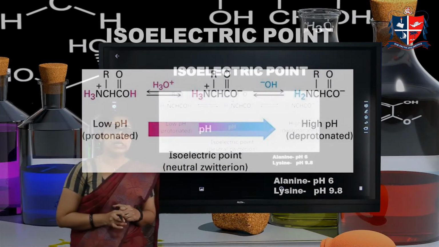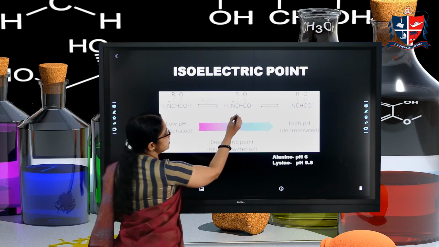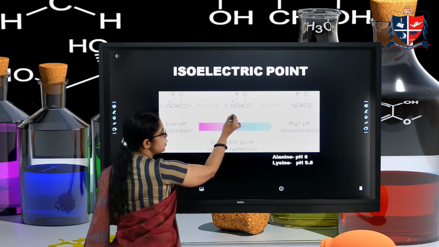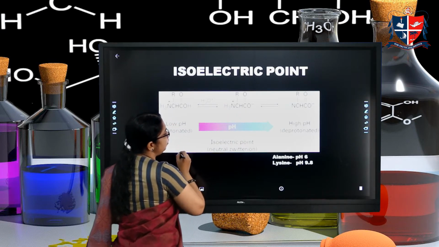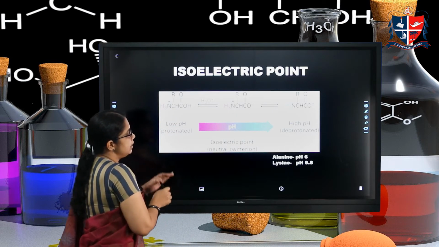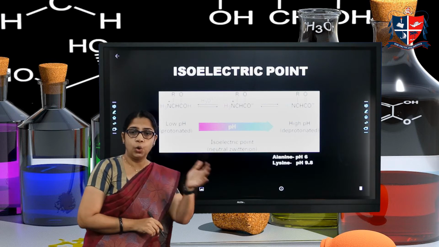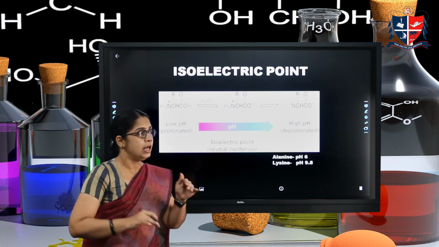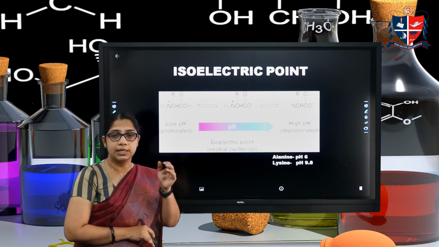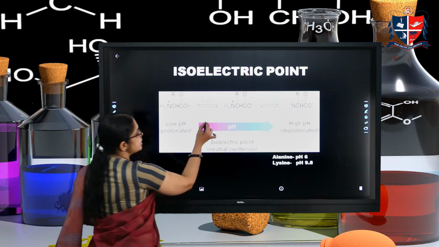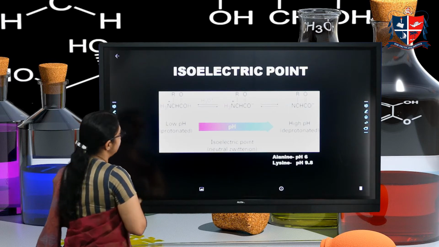The next important property is the isoelectric point. Here, this is a neutral amino acid in the zwitterionic form, that is NH3 plus CHR CO minus. And if this amino acid is placed in an acidic solution, a solution having low pH, you know the pH scale, what happens? This CO minus will take this H plus, and now it becomes COOH.